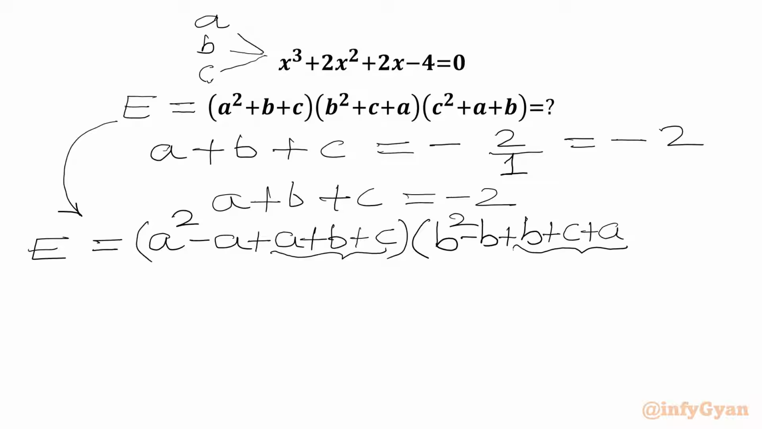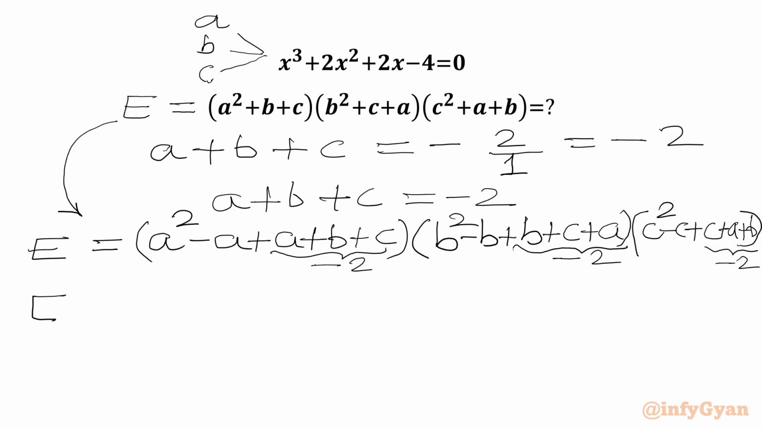Again, b plus c plus a is minus 2. Then we have c square minus c plus c. Then we will write the remaining two terms, a plus b. Again we are getting c plus a plus b, which is a plus b plus c, minus 2. So here we are going to write minus 2, minus 2, minus 2.